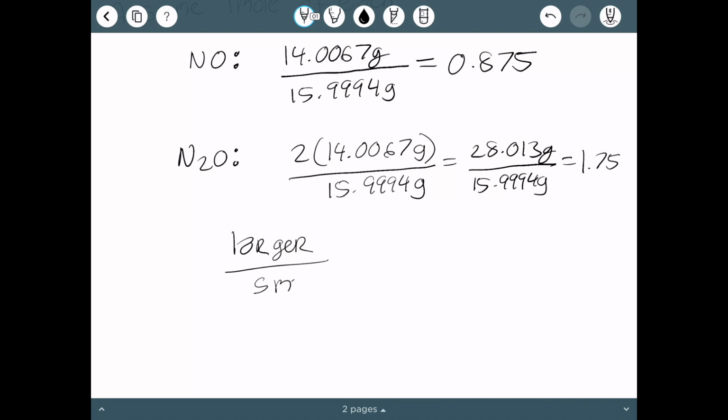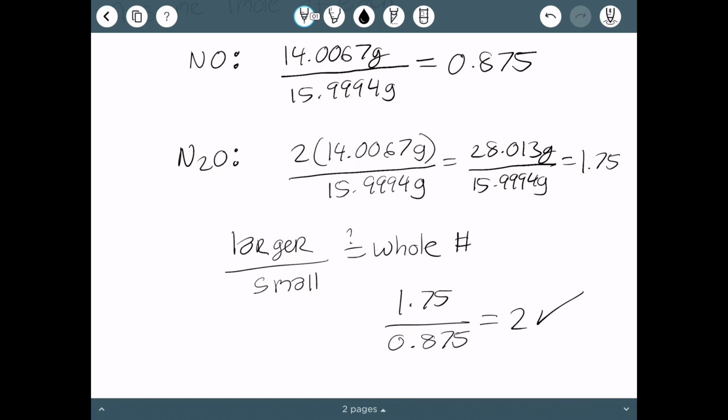Okay, so what you want to do is put the larger divided by the smaller and put a question mark. Does that equal a whole number? So if you take 1.75 divided by 0.875, what do we get? We get a 2. So yes, indeed, this particular set of formulas does obey the law of multiple proportions.